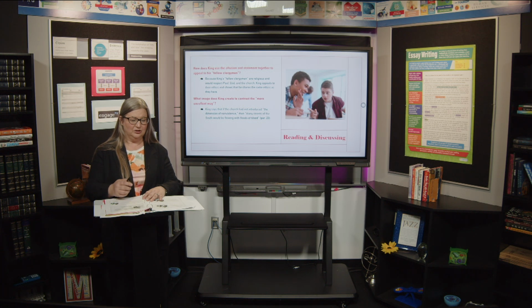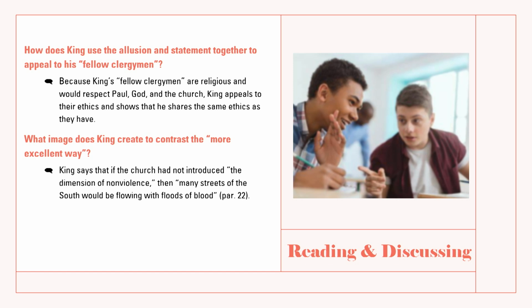How does King use the allusion and statement together to appeal to his fellow clergymen? Because King's fellow clergymen are religious and would respect Paul, God, and the church, King appeals to their ethics and shows that he shares the same ethics that they have. And then what image does King create to contrast the more excellent way? King says that if the church had not introduced the dimension of nonviolence, then many streets of the South would be flowing with floods of blood.